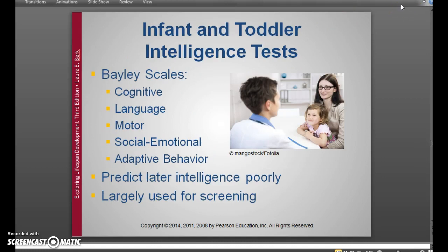So infant and toddler intelligence tests. Just have a little understanding of what these are. There's the Bayley scales, which assess cognitive, language, motor, social, emotional, and adaptive behavior. They do predict later intelligence very poorly, so they're not good for predicting school-age child or adult intelligence, but they are mostly used for screening. Screening for preschool readiness or kindergarten readiness.